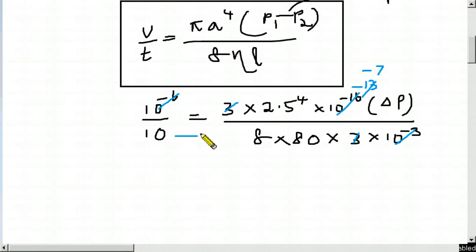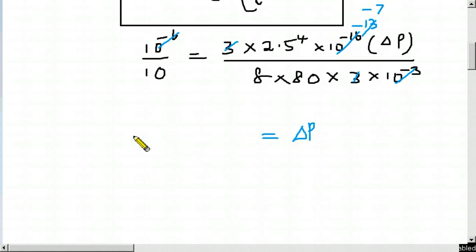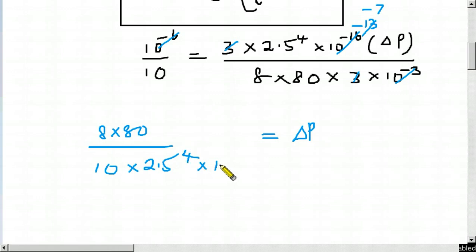So when we isolate it, you can see delta P equals 8 times 80. These go up here. We take the 8 to the left side, then that's all, 8 times 80. So divide by 10, then 2.5. These go down here. 2.5 power 4 times 10 power minus 7. Delta P is that.